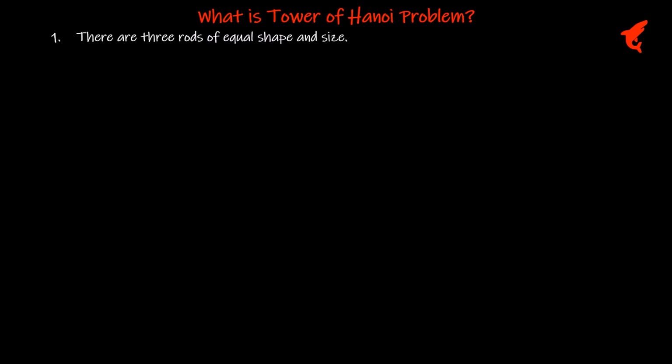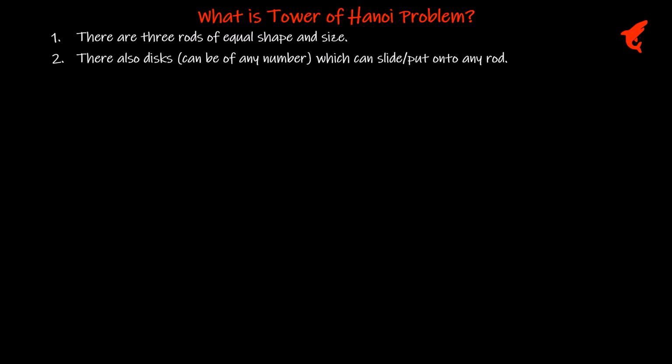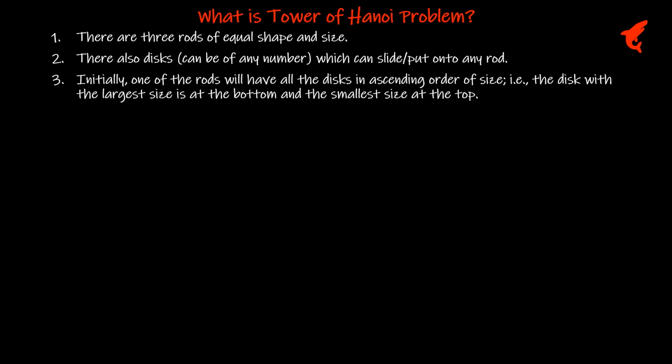Now there are 3 rods of equal size and shape. There are also disks, which can be of any number, which can be slid onto or put onto any of these rods. Initially, one of the rods will have all the disks present in ascending order, which means the disk with the largest size will be at the bottom and the disk with the smallest size will be at the top position, and other disks of other sizes will be in between these two smallest and largest size disks.